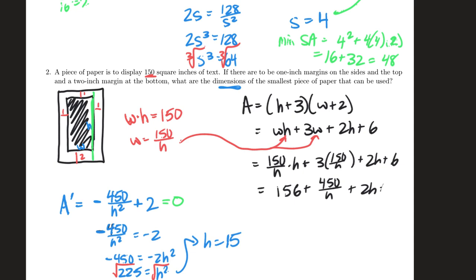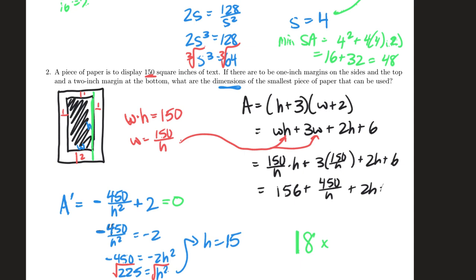Now that I know where that minimum is going to happen, let me make sure I answer the question. The actual question is, what are the dimensions of the smallest piece of paper? So the full piece of paper is going to be the height where that text box is 15, so the full height is 18. The width, well, what's the width going to be? Width is 150 divided by h. So 150 divided by 15 is 10.